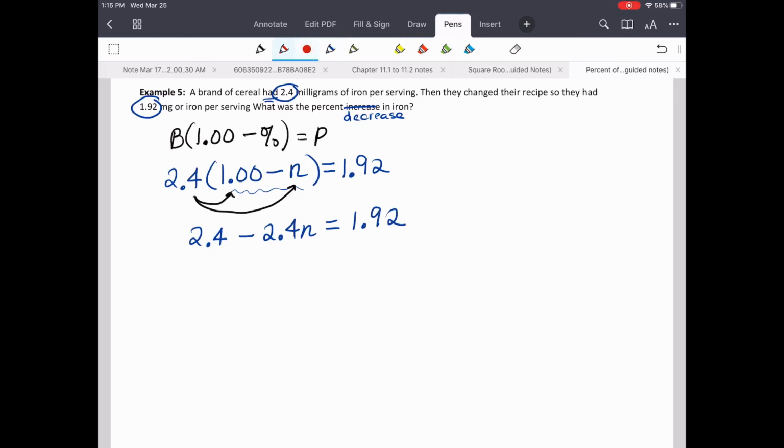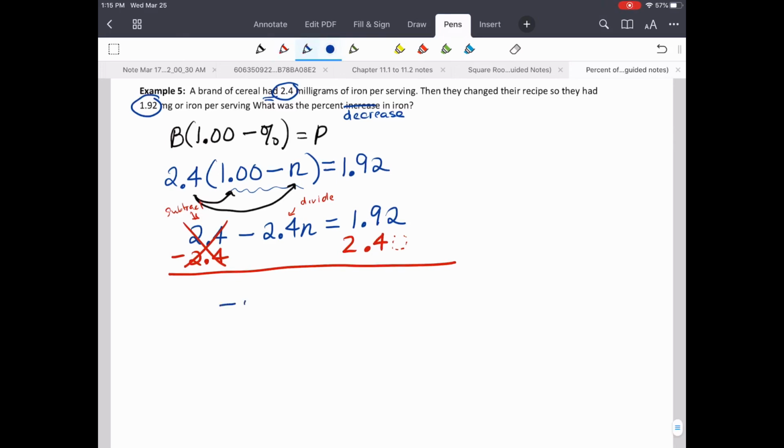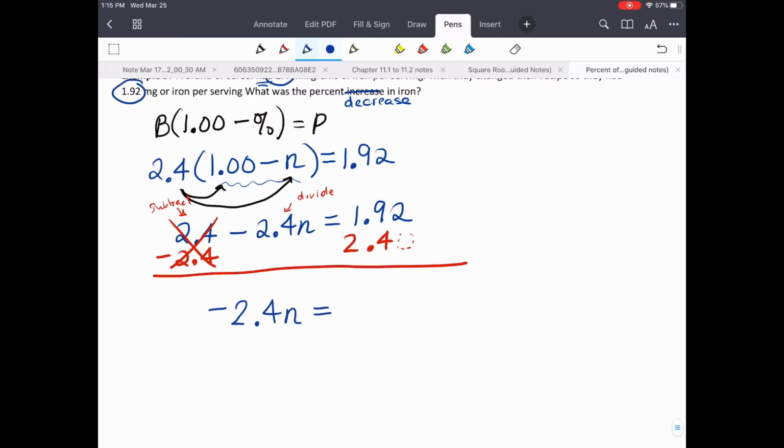All right, now it's going to come down to solving it. I know there's a lot of 2.4s in this one, but I want to undo this part first. If I want to undo this, I have to subtract, because the opposite of 2.4 is minus 2.4. I want that to go away on that side of the equation. So those cancel each other out. And then remember, you want to rewrite your equation. So we've got 2.4n equals, and then I forgot to put the minus sign there.